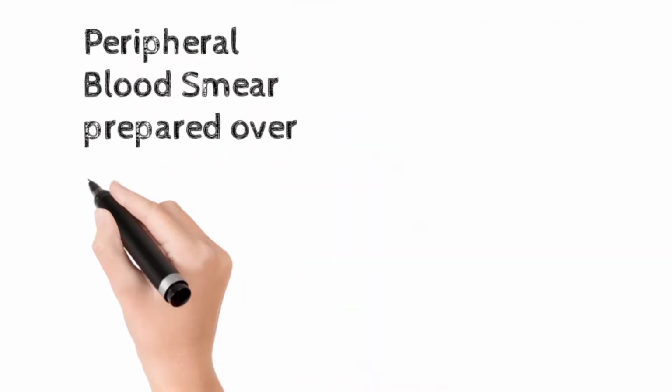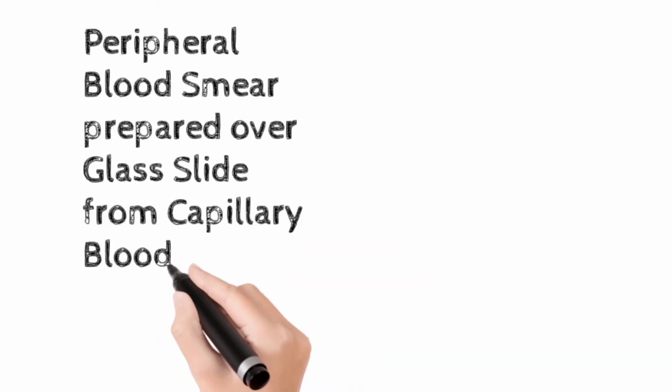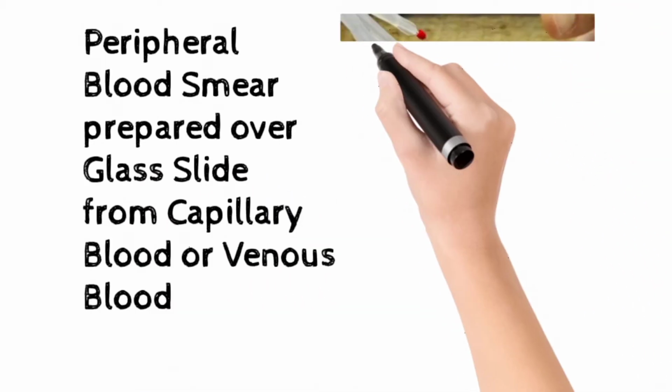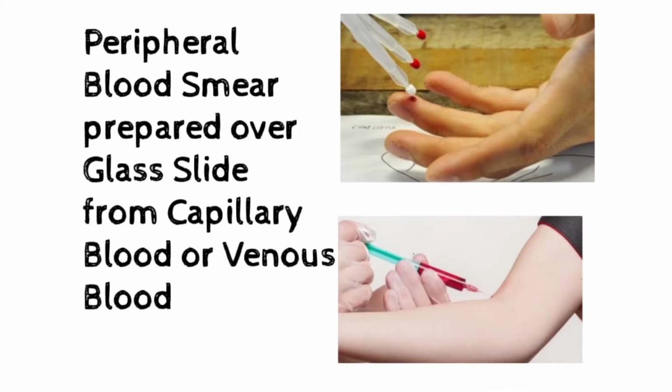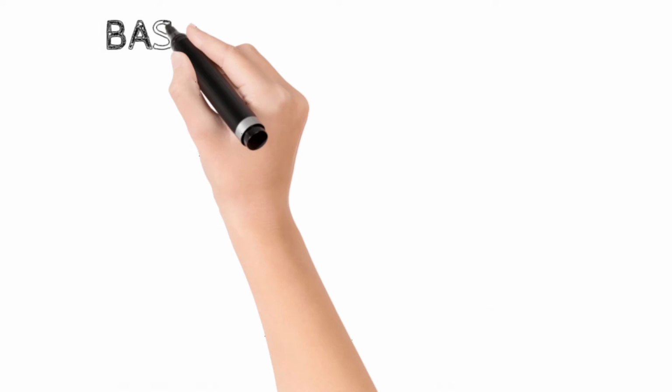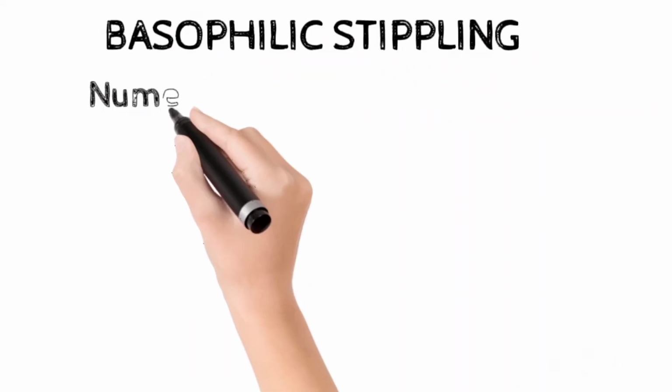The peripheral blood smear can be prepared on a glass slide from capillary blood or venous blood. So we can collect the blood from capillary or venous blood and the smear is prepared over a glass slide. First we will start with basophilic stippling.